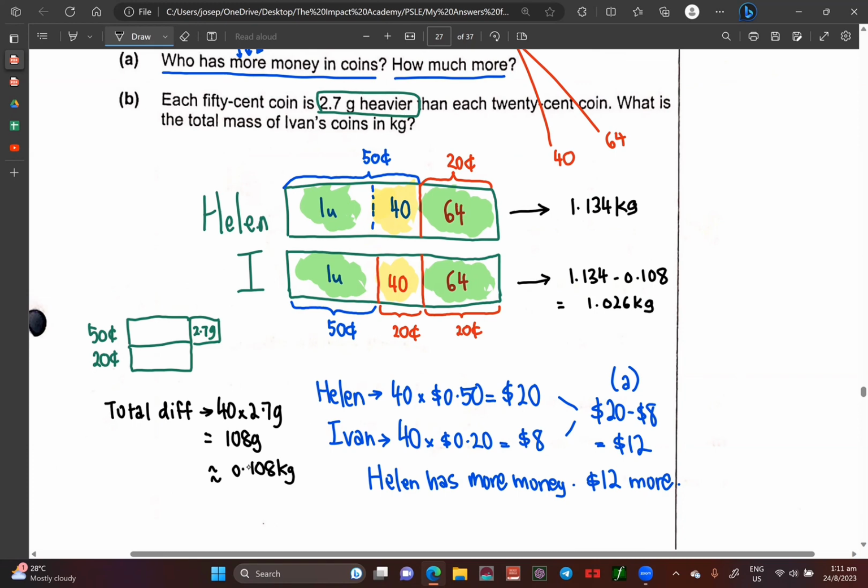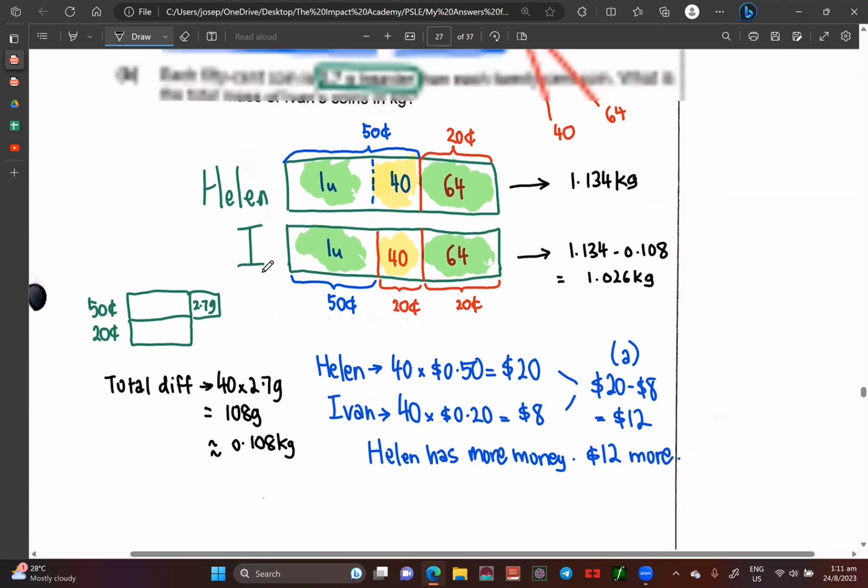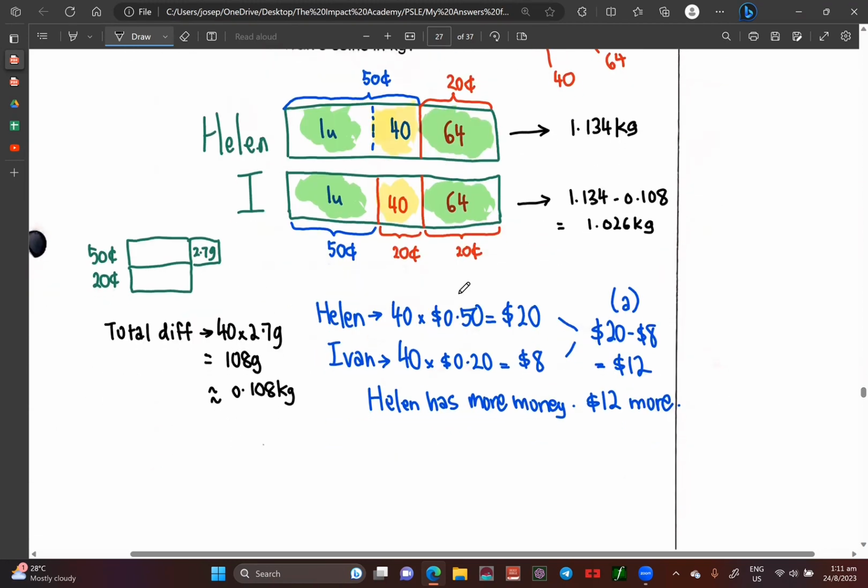For those of you who still don't understand, let me explain. The reason why I minus is really because Helen's 40 50-cent coins are definitely heavier than Ivan's 40 20-cent coins, because we have learned from here that each 50-cent coin is 2.7 grams heavier than each 20-cent coin. So that is only for one, right? But Helen has 40 more. This explains why Helen's coins are 0.108 kg heavier than Ivan's. So for B itself, your answer has to be the one over here.